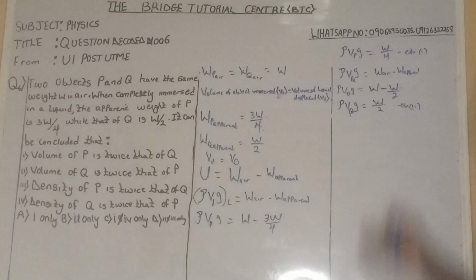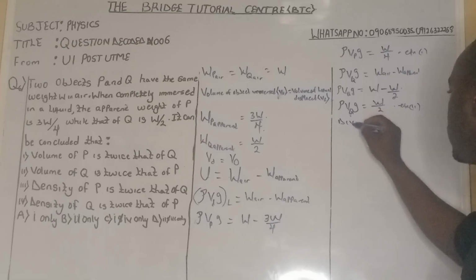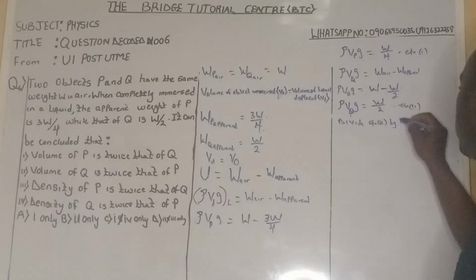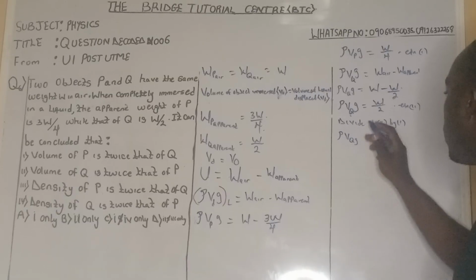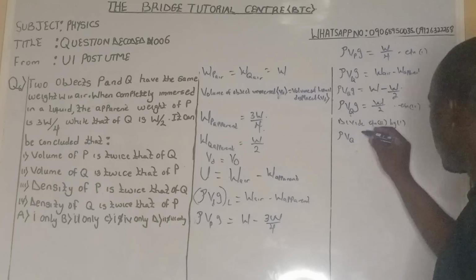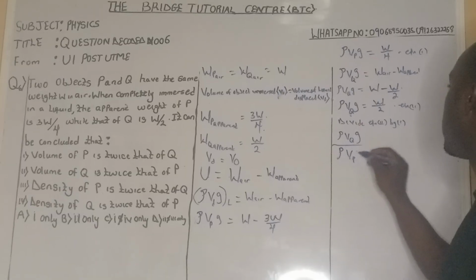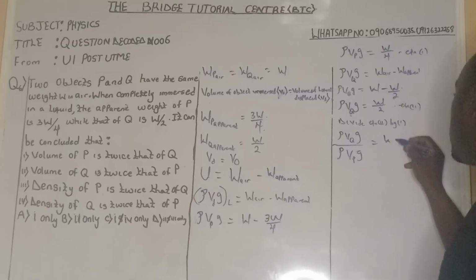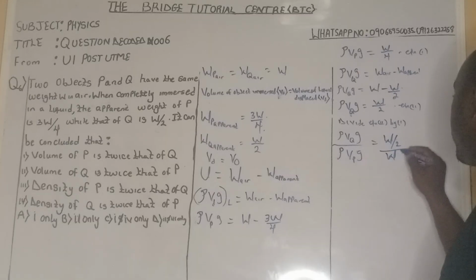So what do we do? You can divide equation 2 by equation 1. So what do we have? We have rho V_Q g, divided by rho V_P g, equals the upthrust of Q from equation 2, which is W over 2, everything divided by, for equation 1, W over 4.